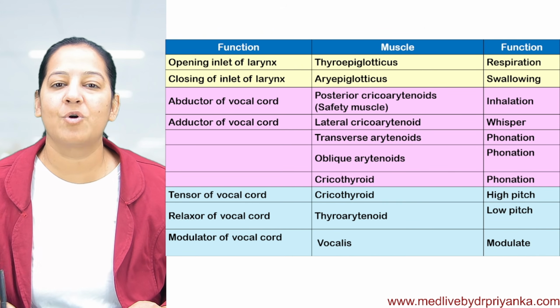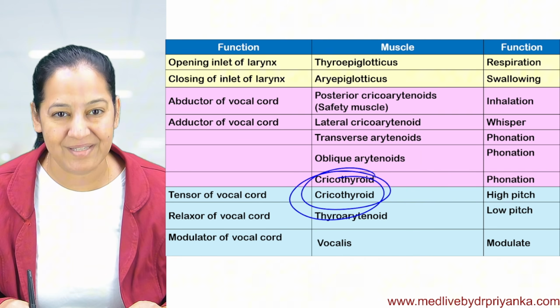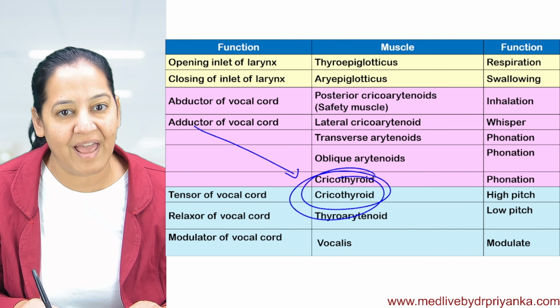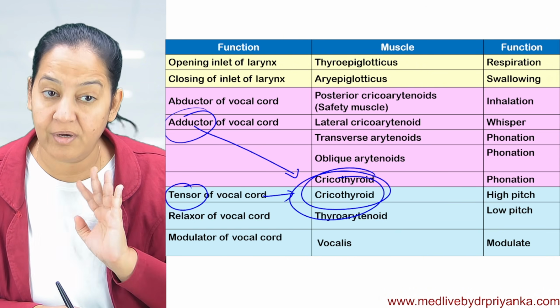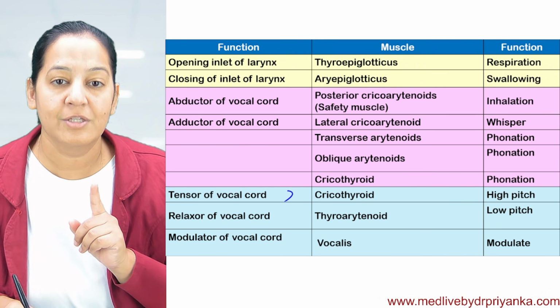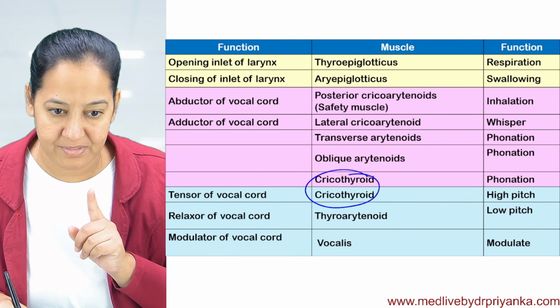Now, one muscle is common. Cricothyroid is coming 2 times. The cricothyroid is an adductor as well as a tensor. But mainly it's a tensor. Mainly it's not an adductor, but you should learn it as both adductor as well as tensor. So only one muscle is coming 2 times out of the 9 muscles.